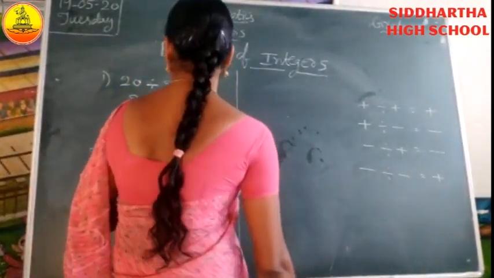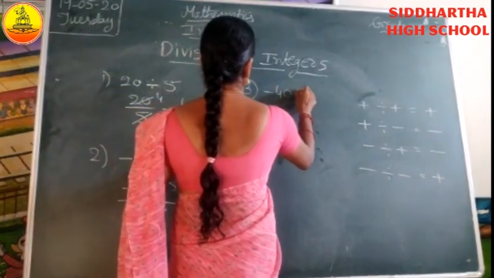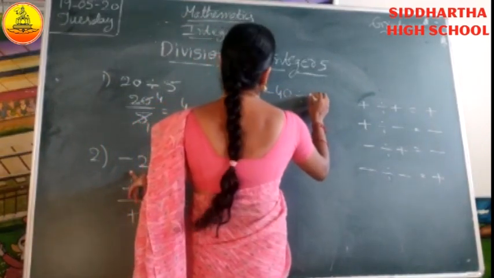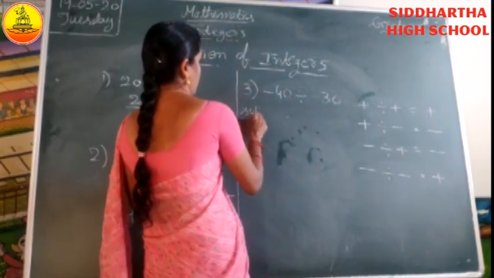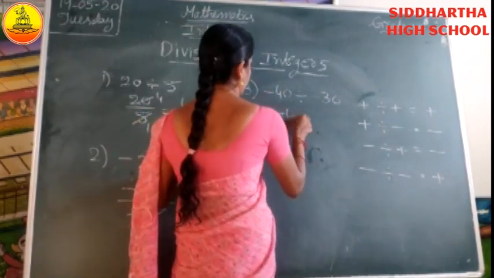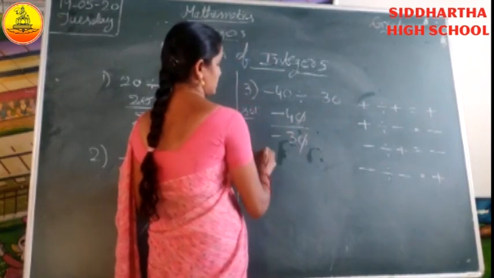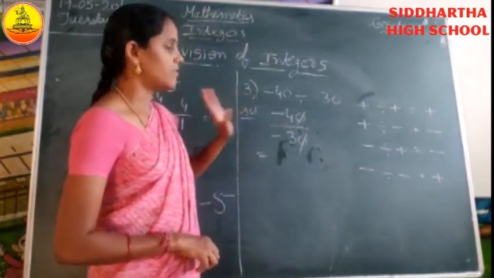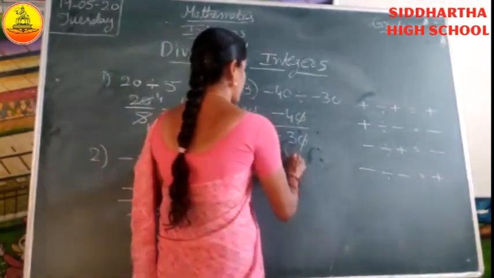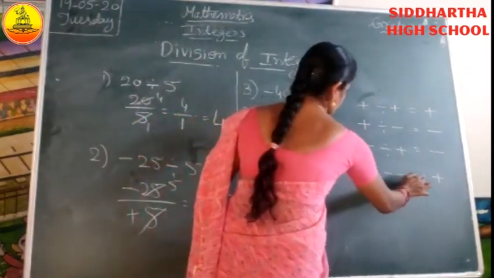Third one. Minus 40 divided by minus 30. 40 by 30, 0 and 0 cancel. 4 and 3 are not visible in any table other than 1, so I have to write 4 by 3. Minus by minus, minus by minus is plus.